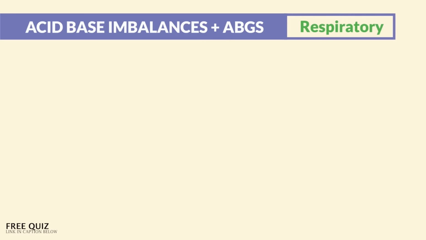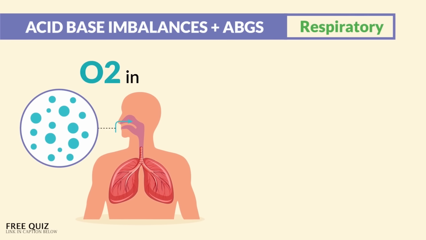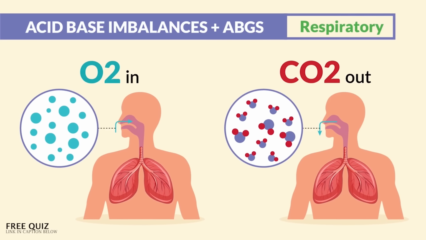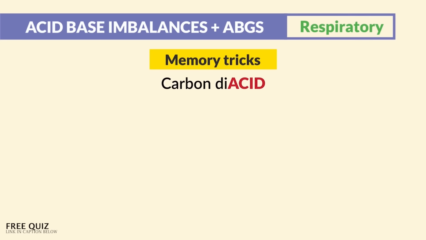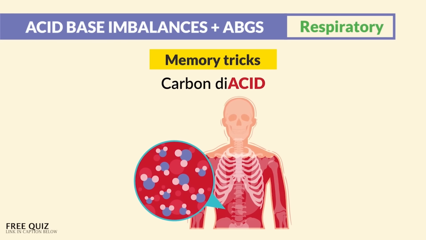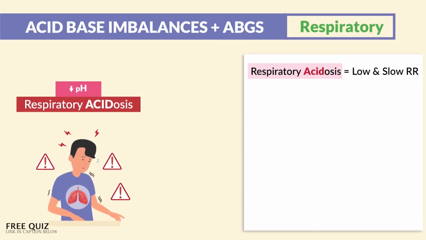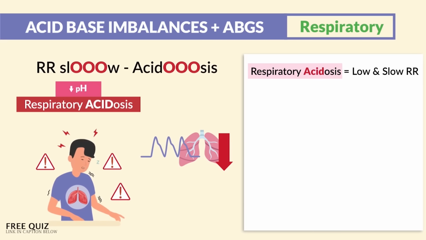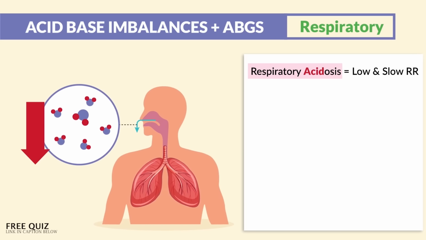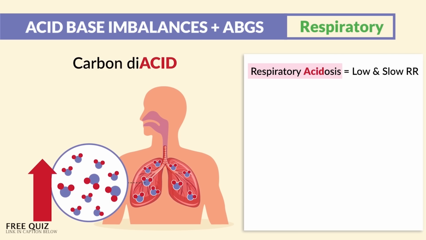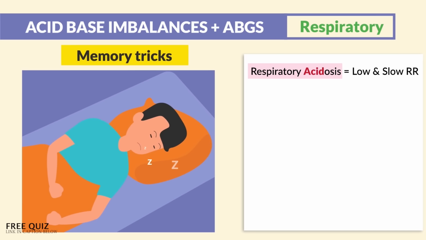Now, on the other side of things, you know that you breathe oxygen in and CO2, that carbon dioxide, out, which we call carbon diacid, since it makes the blood more acidic, right? So in respiratory acidosis, we have low and slow respiratory rate. So just think the respiratory rate is slow in acidosis. Naturally, a client with hypoventilation is not breathing out that CO2. So more carbon dioxide is retained in the body from low and slow breathing. So the memory trick, just think of someone sleeping here or snoring like zzz.